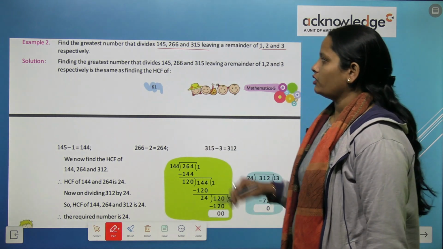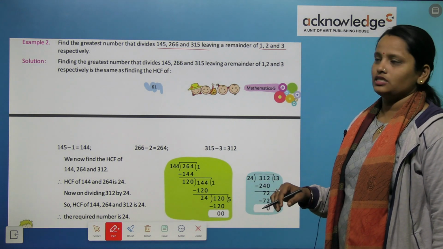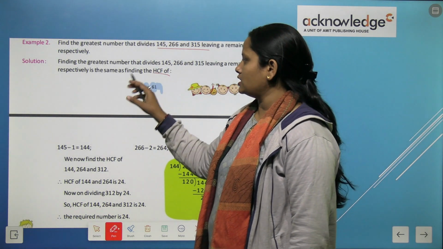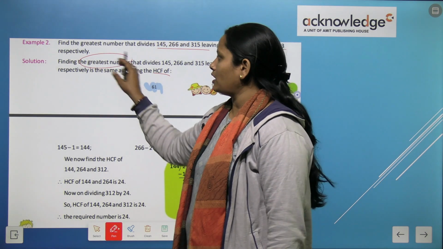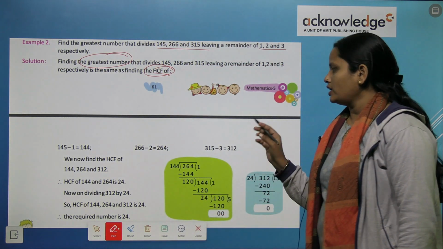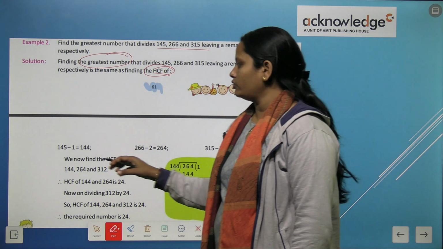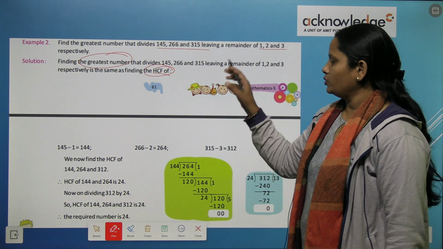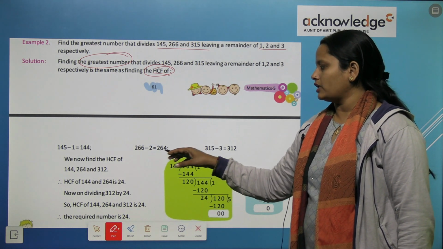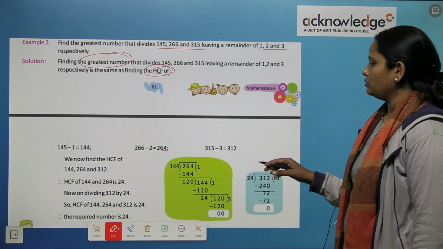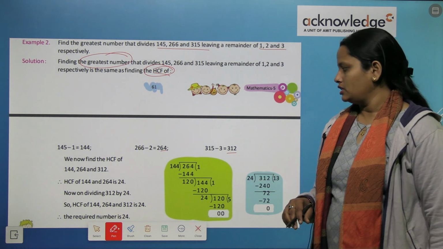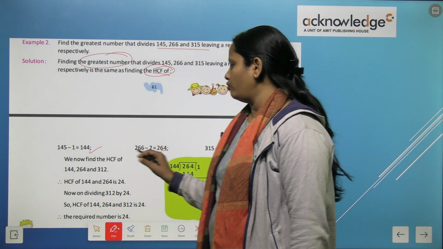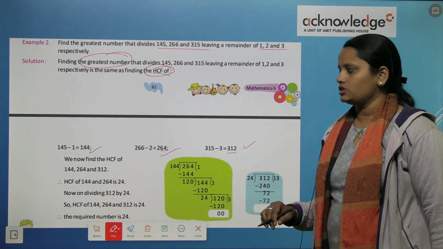So for finding the greatest number that divides these numbers, leaving the remainder 1, 2, 3, it will be the HCF. So greatest number निकालने की बात हो रही है तो HCF निकालेंगे. So let's see. 145 में 1 रिमाइंडर आना चाहिए तो माइनस कर देंगे 1. 266 में 2 रिमाइंडर आना चाहिए तो माइनस कर देंगे 2. और 315 में 3 रिमाइंडर आना चाहिए तो माइनस कर देंगे 3. So the numbers will be 144, 264 and 312.